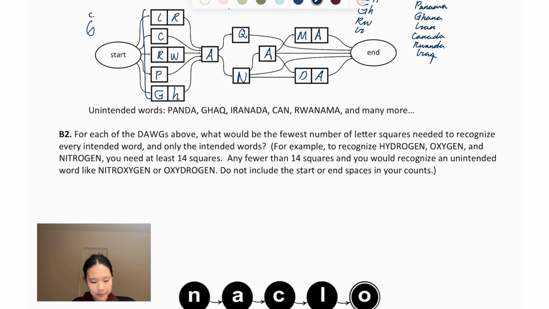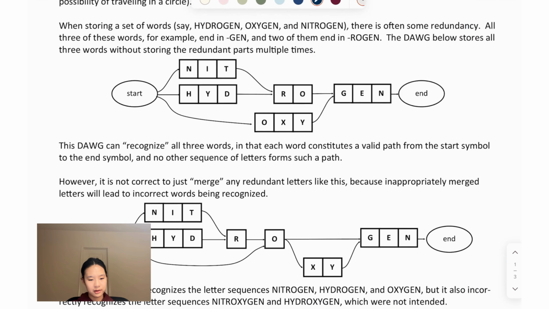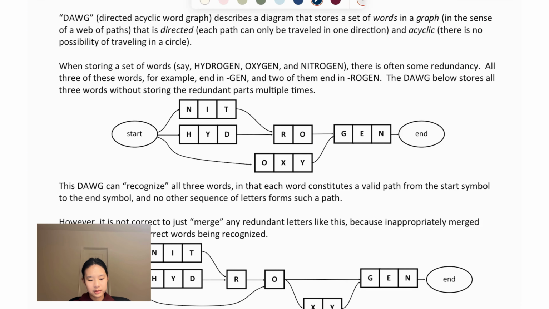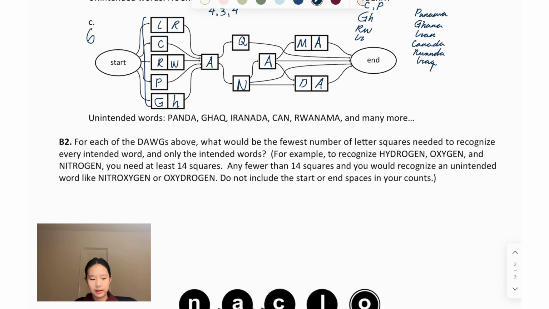And then for the last part 2, for each of the DAWGs above, what would be the fewest number of letter squares needed to recognize every intended word with only the intended words? So for example, to recognize hydrogen, oxygen, and nitrogen at the top, we will need at least the 14 squares here. And then any fewer than the 14 squares, we will get nitro, oxygen, and oxydrogen. And we should not include the star or end spaces in the counts.